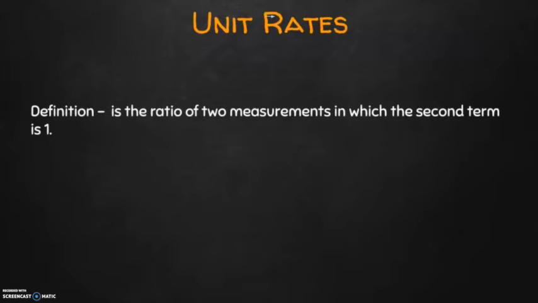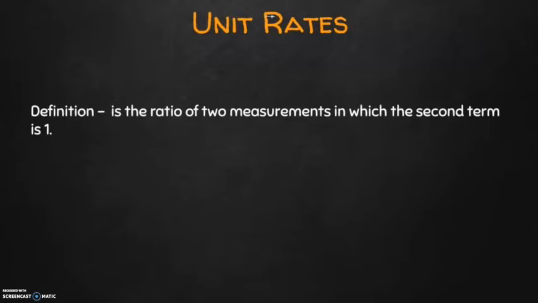Hello everyone again. Now today we're going to talk about unit rates. So let's talk about what is the definition of a unit rate. Well, the definition is the ratio of two measurements in which the second term is 1.